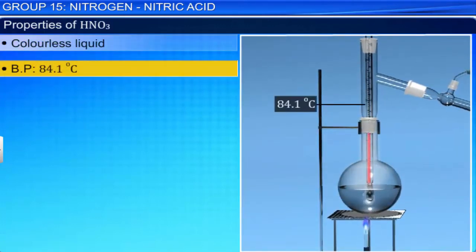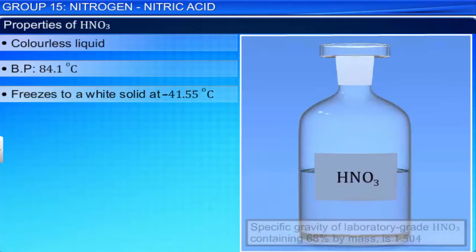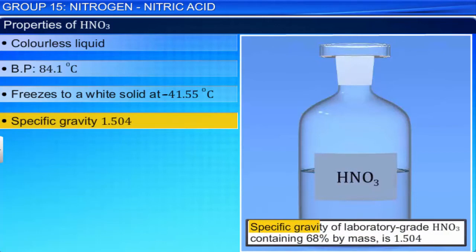Nitric acid is a colorless liquid that boils at 84.1 degrees Celsius and freezes to a white solid at minus 41.55 degrees Celsius. Note that the specific gravity of laboratory-grade nitric acid, containing 68% by mass, is 1.504.